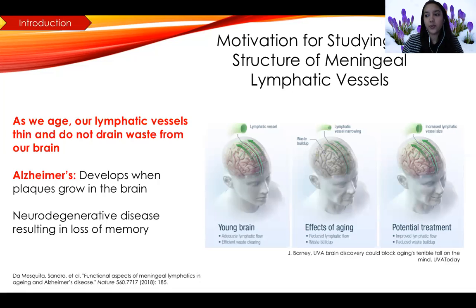The figure on the right shows first a young brain with thicker vessels and adequate lymphatic flow. The effects of aging reduce lymphatic flow in the middle panel, and a potential treatment is to increase the lymphatic vessel size to reduce waste buildup.